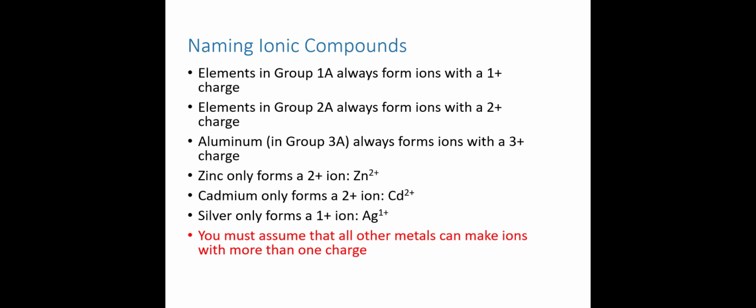Now, all the other metals on the periodic table we are going to assume can make more than one charge. Some people will argue about that. They will say, oh, well, nickel is always 2+, but there are some occasional exceptions to that. So we're always going to assume if it's not on this list here, so group 1A, group 2A, aluminum, zinc, cadmium, silver, that it can make more than one charge.